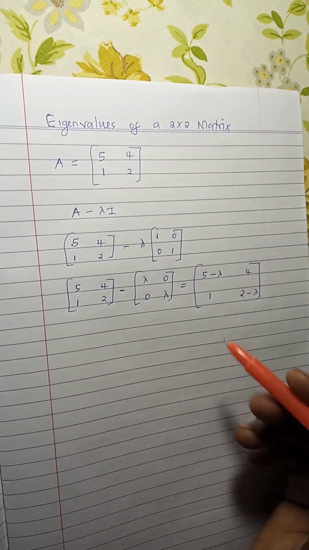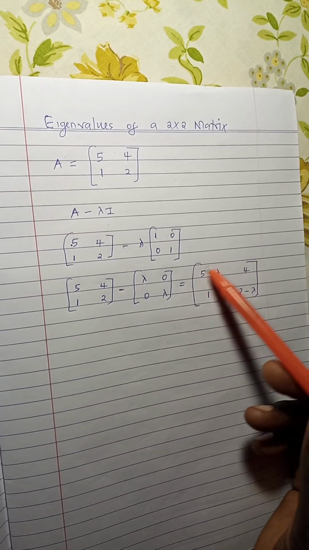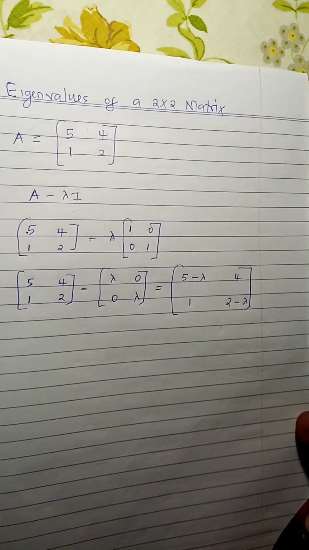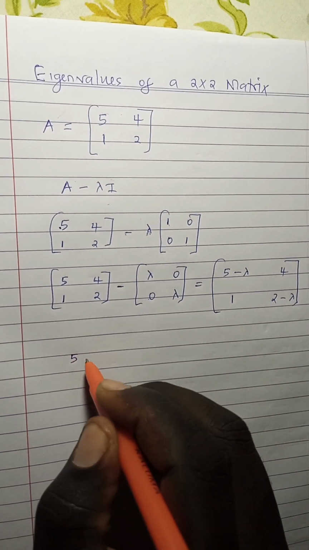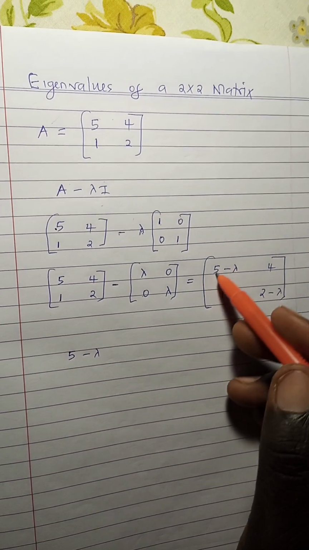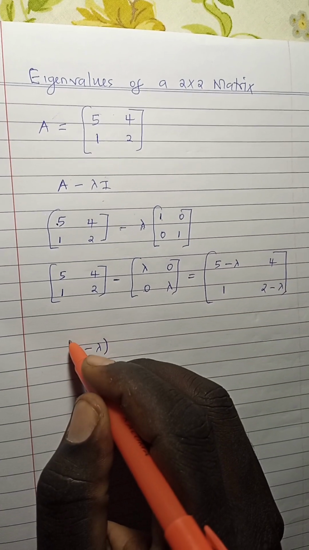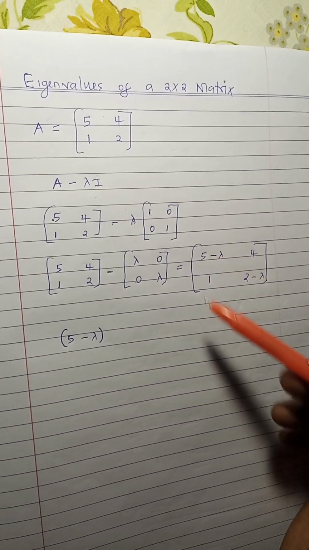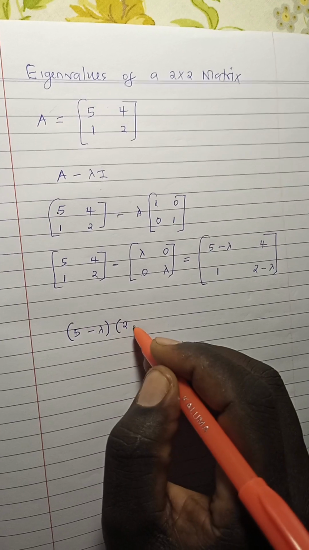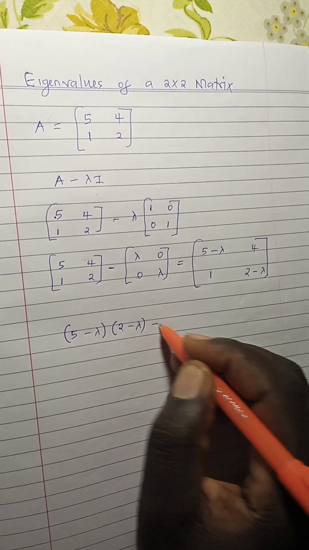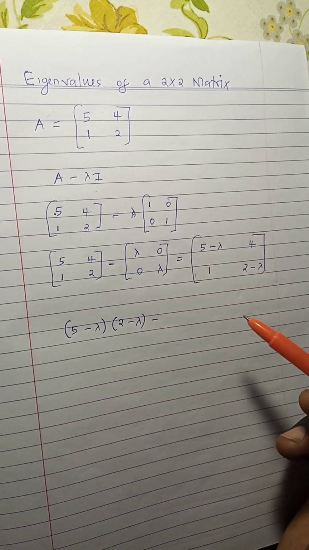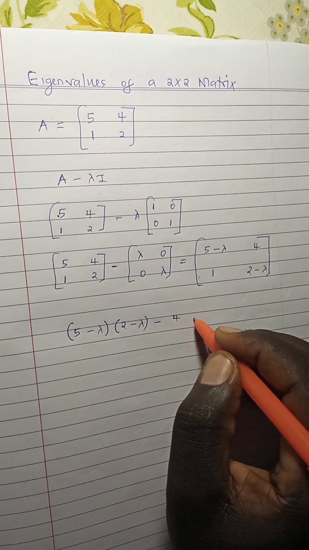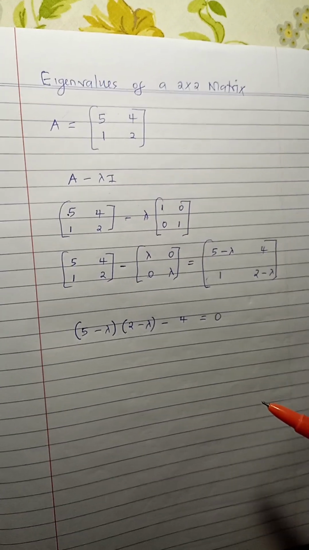Now, what we will do is find the determinant of this matrix, then equate it to 0. That is 5 minus lambda, the product of the main diagonal, multiplied by 2 minus lambda, then minus the product of the elements of the secondary diagonal, that is 1 times 4, which is 4, equals 0. We equate it with 0.